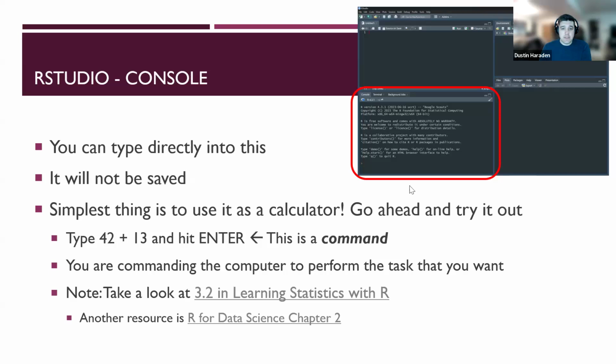I do have some links here for folks. You can always type directly into the console. This is where you're just telling R what computations to do. This portion in the console will not be saved. So if you want to be saving your steps, you want to make sure that that is represented in the script.